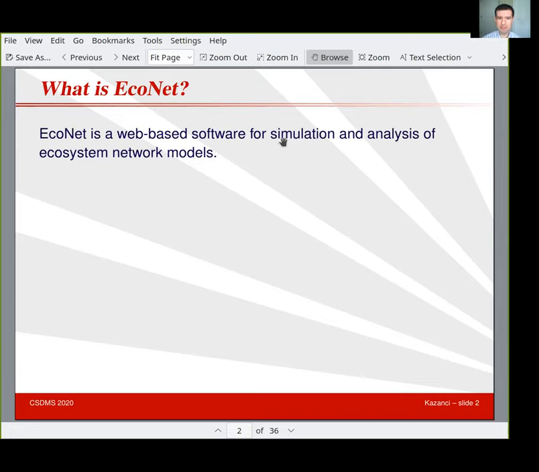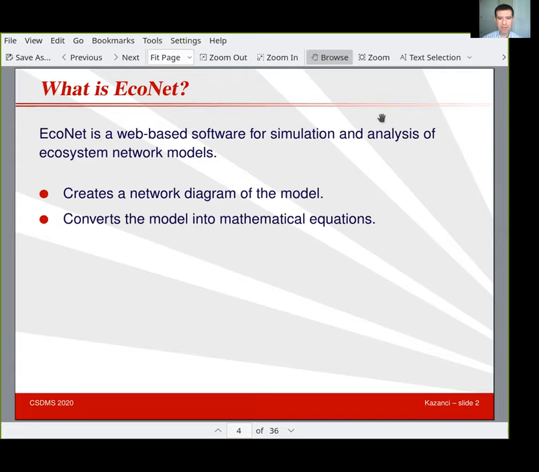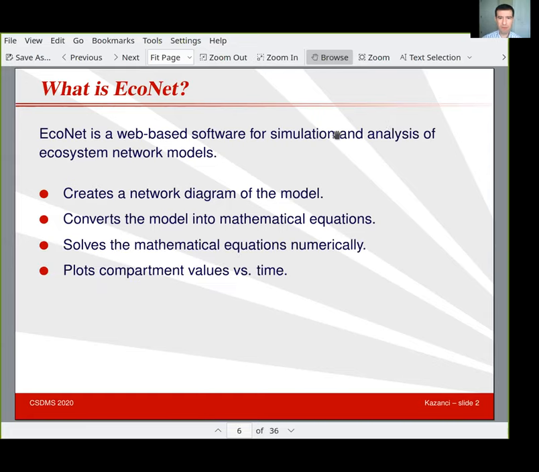So what is Econet? It's basically web-based simulation software. It takes the model that you put in and creates a network diagram of it. It will take the input and turn it into mathematical equations, which would be a differential equation or a stochastic process, depending on the options chosen. Then it will numerically solve them and give you a plot of the time course. Based on the last state of the system, it will do network analysis and also include those results.